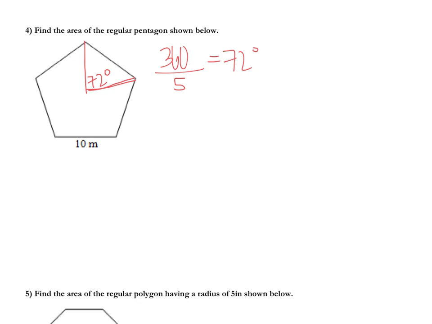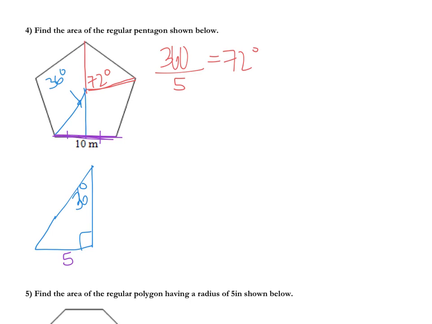Now we're going to use that to form a right triangle so we can find the apothem. Remember, we have to cut that angle in half, so this is 36 degrees. Let's draw this off to the side. So we know that this is 36 degrees. Here's my right angle. And the full side length is 10, so split that in half, and that gives you 5.